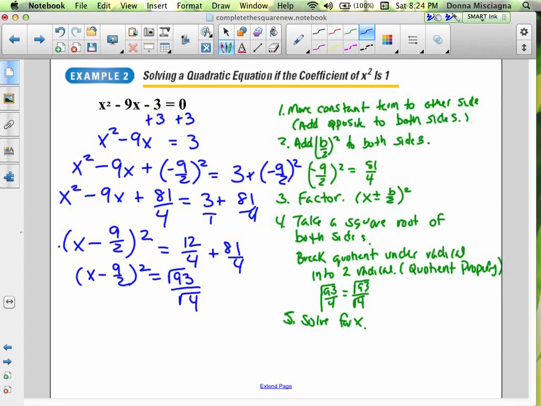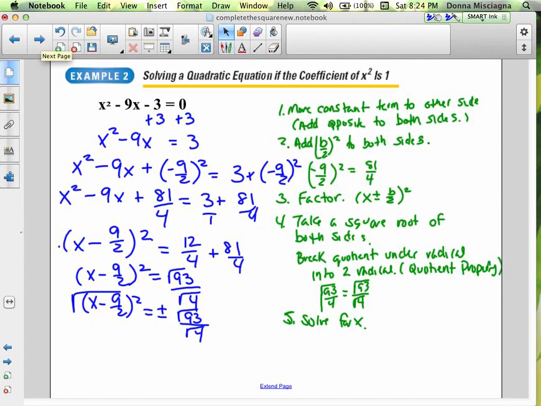All right, so now we can take a square root of both sides. So now we have the square root of x minus 9 halves squared. And by the way, on the right-hand side there, I broke the quotient under the radical into two radicals, and that's the quotient property. So we have the square root of x minus 9 halves squared equals plus or minus the square root of 93 divided by the square root of 4. And now you can see why I did that, because one of those is a perfect square, and the other one is not.